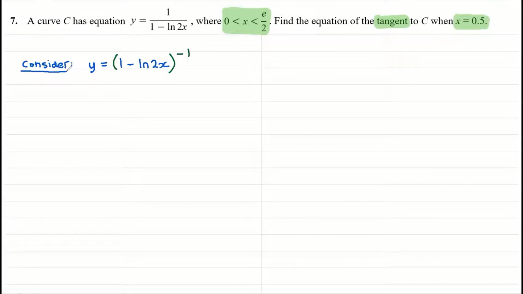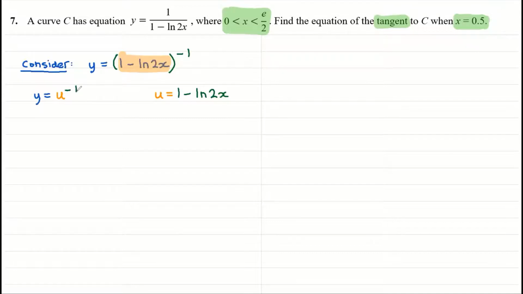Now, when you see it written like that, you can probably sense what the u function is going to be. Okay, the u function is the complicated part raised to the power -1. So we'll write that first. So our u function is going to equal 1 subtract the natural log of 2x. Okay, and the y function, of course, is going to be u to the power -1.